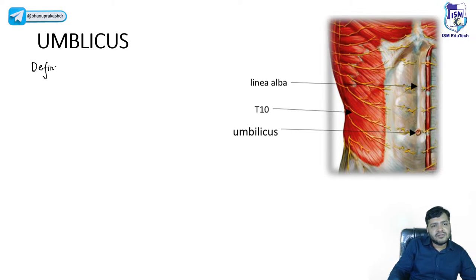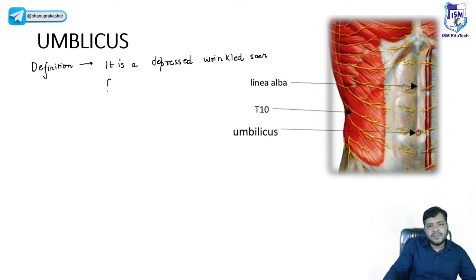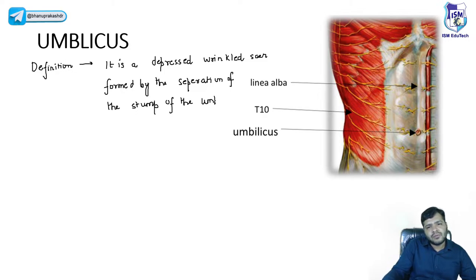The very first part, guys, is the definition. Now remember that the umbilicus is a depressed, wrinkled scar formed by the separation of the stump of the umbilical cord after birth.